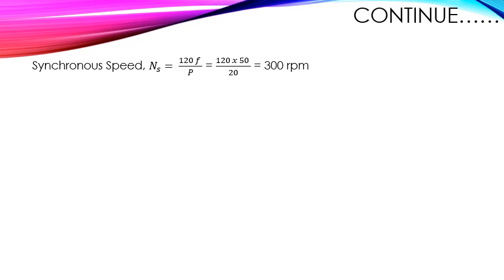So the synchronous speed, we know the equation, Ns = 120f/P. Put the values of f and P, and the synchronous speed is 300 rpm. Then full load slip is calculated by the ratio of (Ns minus Nf) to Ns. Ns is the synchronous speed, so put it as 300 rpm. The full load speed is given as 292.5, so take the ratio of that. Then the full load slip is 0.025.